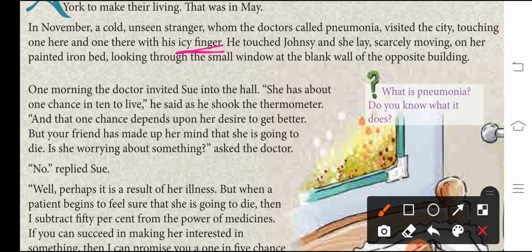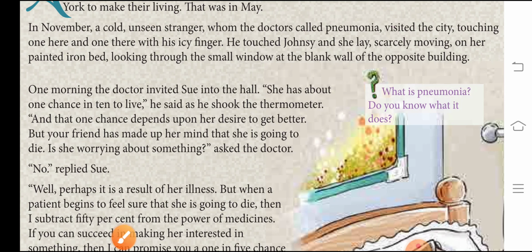Okay, so in November, a cold unseen stranger. Now this is the story of when she actually got sick. This is the case of November, right? In November, a cold unseen stranger whom the doctors call pneumonia visited the city, touching one here and one there with the icy finger. So almost everyone in that particular city where they were living was suffering from pneumonia, right? He touched Johnsy, and she lay scarcely moving on her painted iron bed, looking through the small window at the blank wall of the opposite building.